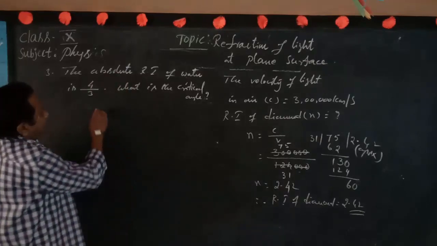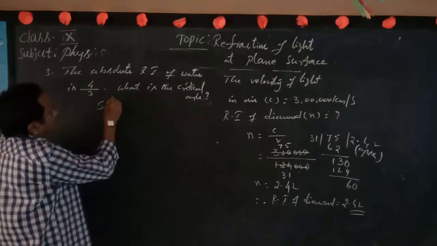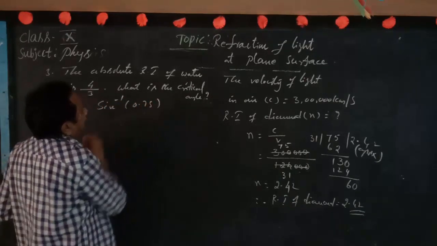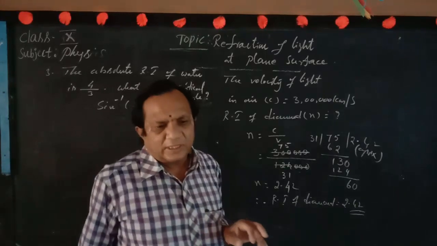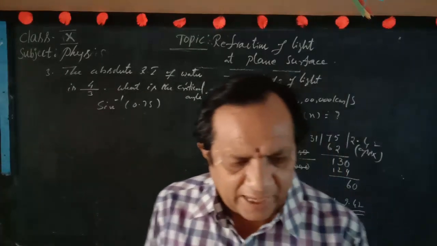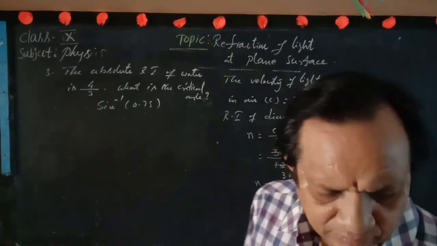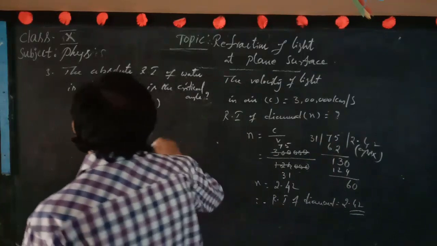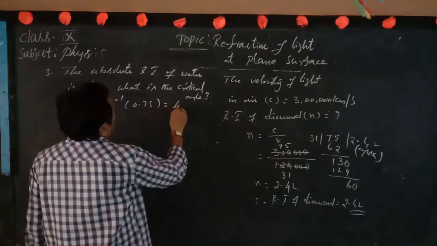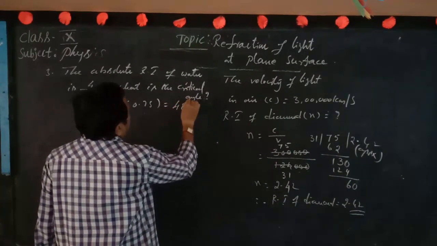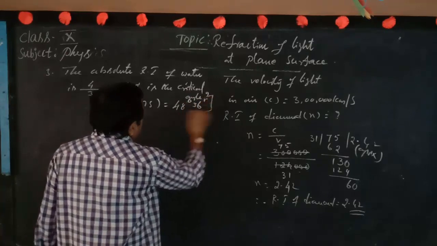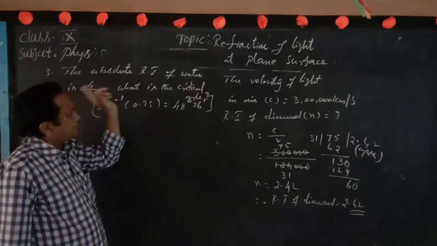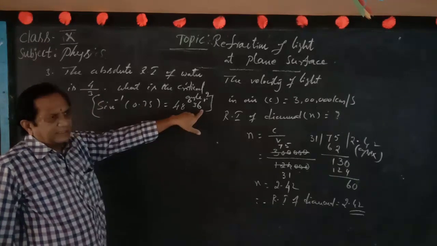So here, to make this, you have to get the answer sine inverse of 0.75. The value of sine inverse of 0.75 is to be taken as 48 degrees 36 minutes. To remember that, up to this you can make sine inverse of 0.75. This value will be 48 degrees 36 minutes.